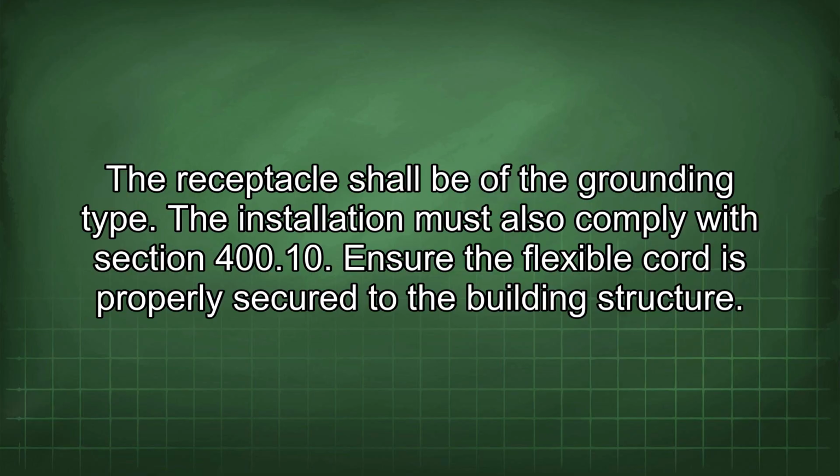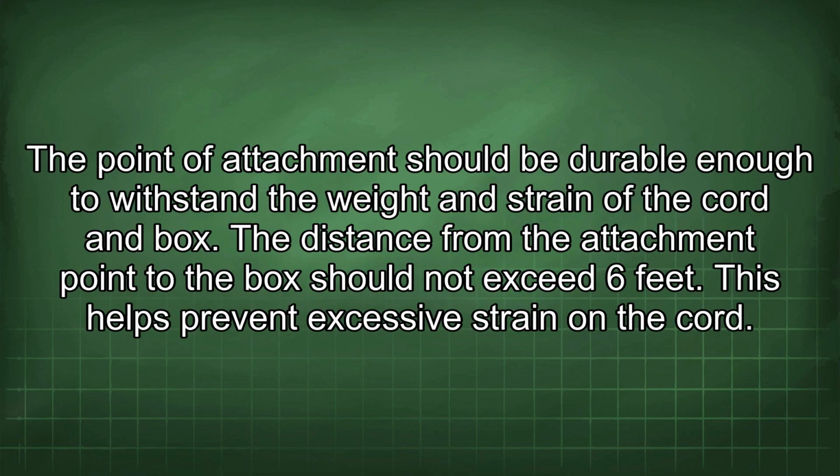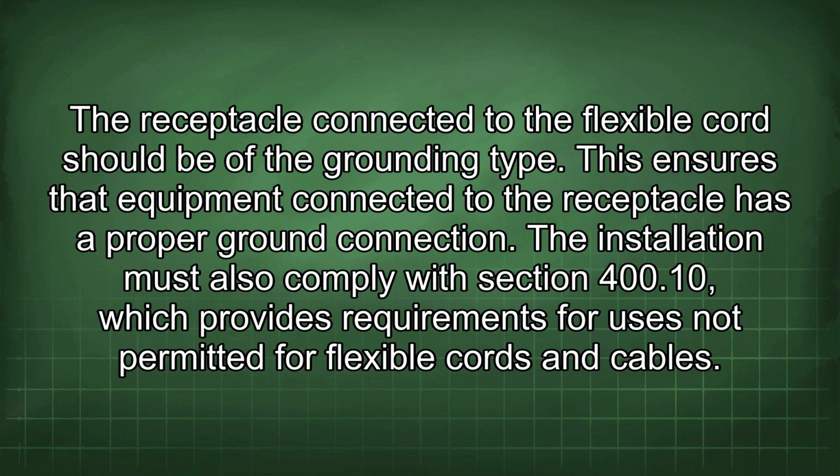Ensure that the flexible cord is properly secured to the building structure. The point of attachment should be durable enough to withstand the weight and strain of the cord and box. The distance from the attachment point to the box should not exceed 6 feet. This helps prevent excessive strain on the cord. The receptacle connected to the flexible cord should be of the grounding type.